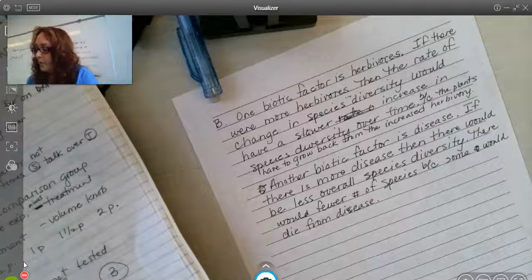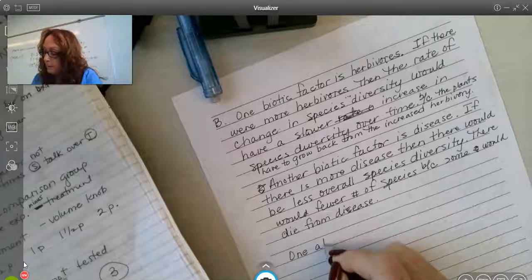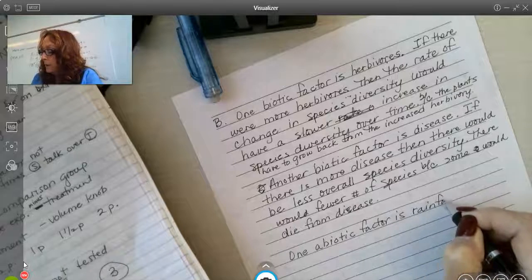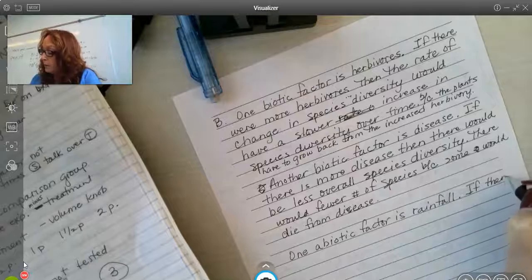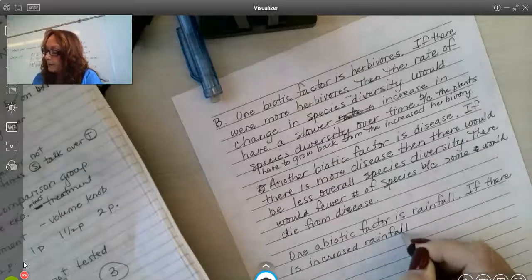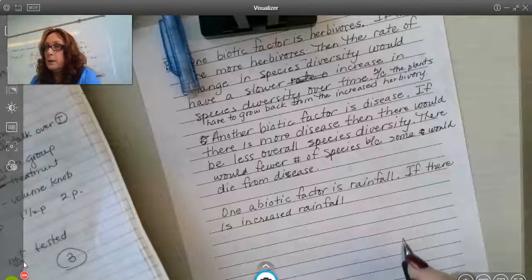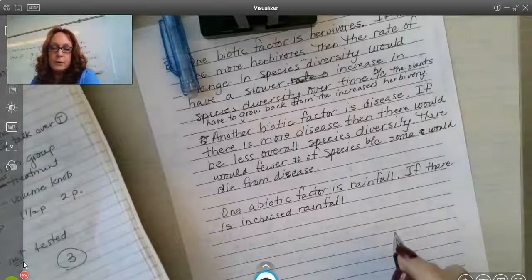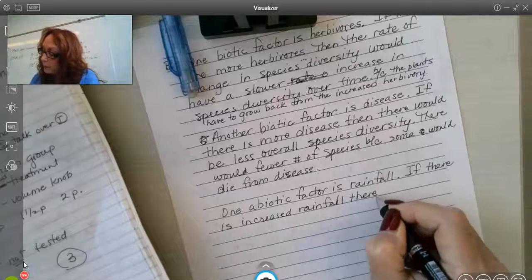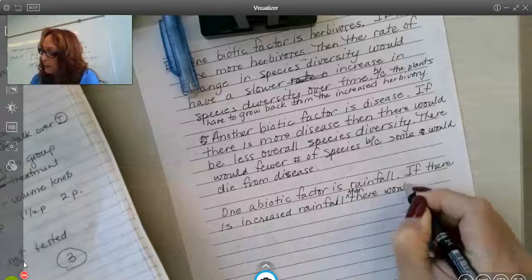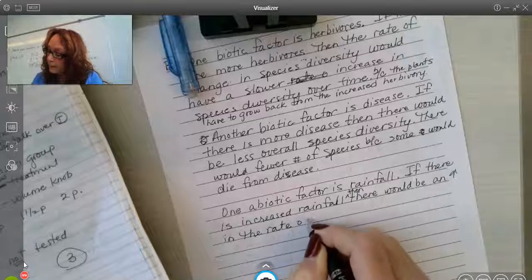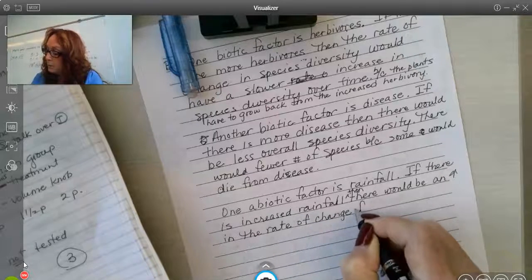Oh, what am I supposed to do now? 2 abiotic. Oh, okay. So 1 abiotic factor is, we'll do rainfall. It's rainfall. And then I'll write the proportion if there is increased rainfall. Then you should have the plants grow faster because there's going to be an increase in photosynthesis. So we could do the rate. So then there would be an increase in the rate of change for species diversity.